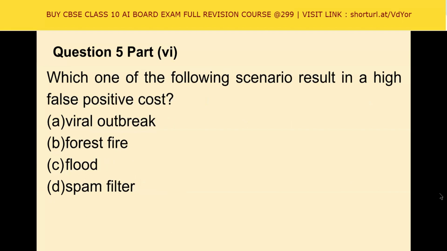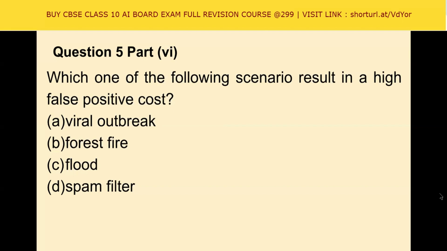Which one of the following scenarios results in a high false positive cost? False positive means the machine is saying yes, but actually it is no. It is not the real situation. For example, the machine says a viral outbreak has happened, a COVID-like situation, but actually it is not. Is it going to be a very high cost? No, you may know very easily if people are not suffering, so it is not going to be. Even if the machine is saying so, it doesn't make sense.